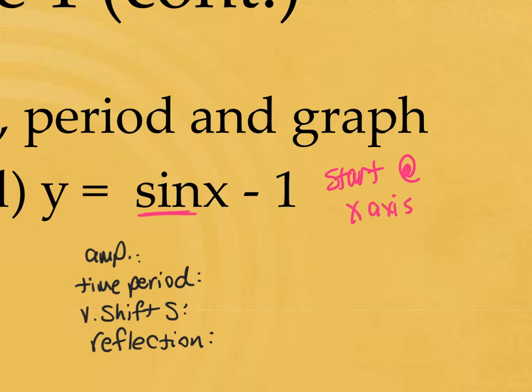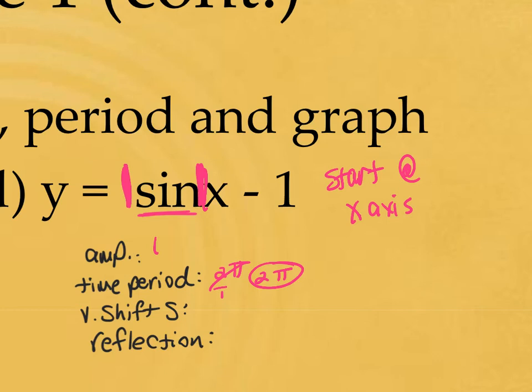So what is my amplitude? What is the number right here in front of sine? 1. My time period is going to be 2 pi, and I divide it by the number that's in front of x. What is that? 1, so it's just going to be 2 pi. Now, guys, it's not always 2 pi. I don't know why all these examples are turning out like that.